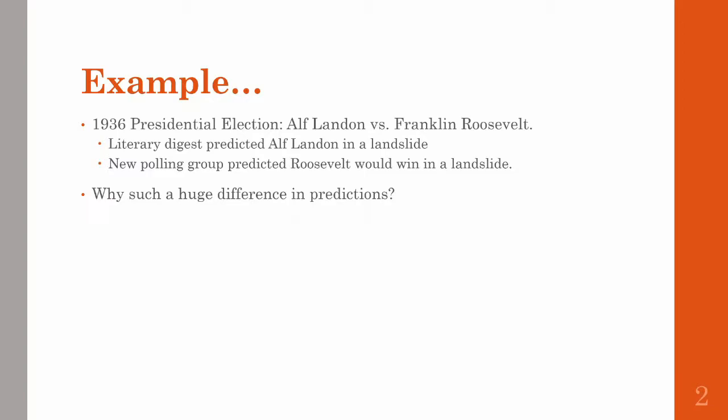Their prediction was ultimately correct, as we know, but the question here is, why would two different entities come to exactly opposite predictions? What could be causing those discrepancies? You would think that the company that surveyed more people would be more accurate. Well, let's actually dig into this a little deeper.